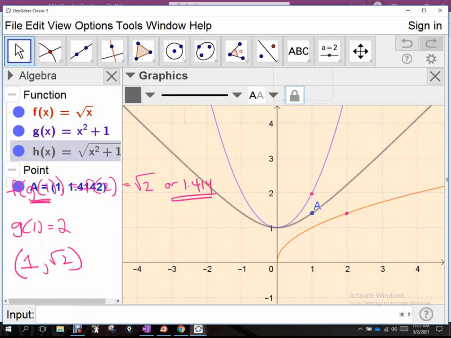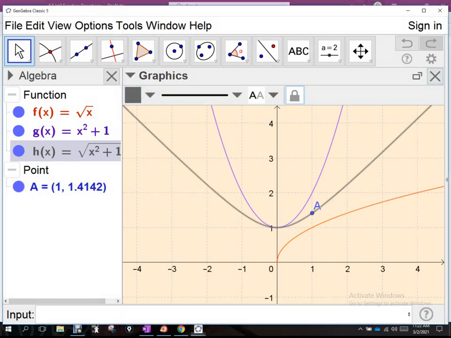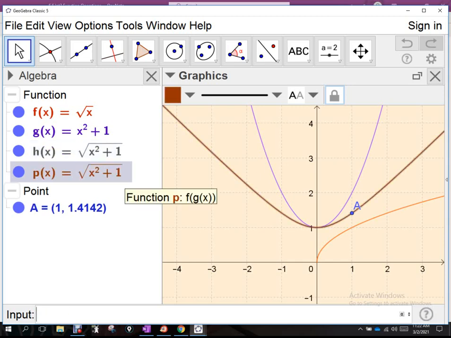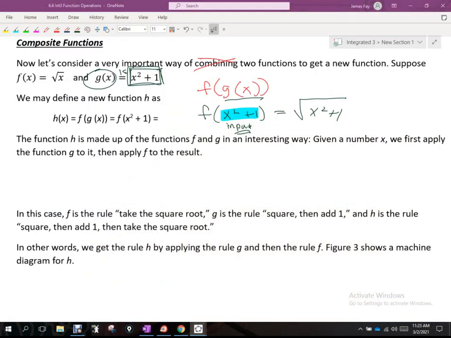GeoGebra does a nice job here because once we write what f and g are, I can just type in f of g of x, hit enter, and it will produce the curve that I'm looking for, produce the algebra that I'm looking for. And now I can plug in x to be 1. If x is 1, what's 1 squared? 1 plus 1 is 2. So when x was 1, did we get square root of 2? Yeah. So what we're doing here with these questions is that.